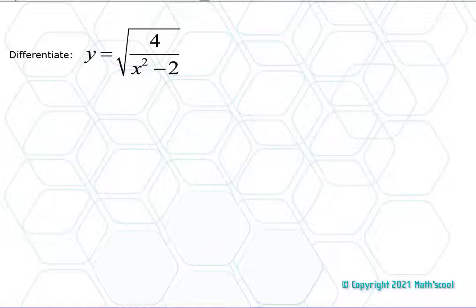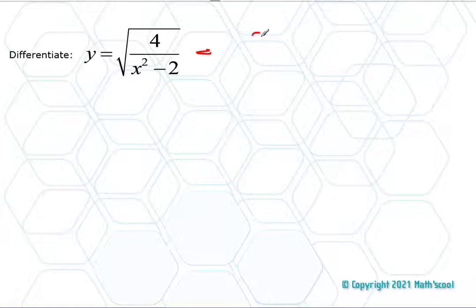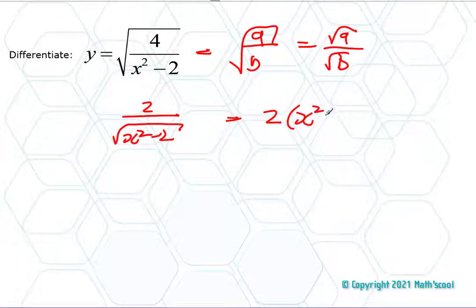So here, first thing I'm going to do is distribute the square root. Like if you have square root of a over b, you can write that as square root of a over square root of b. So I'm going to do that here. I'm going to write that as square root of 4, which is 2, over square root of x squared minus 2, which gives me 2 times x squared minus 2 to the minus a half. So that's my y equals.